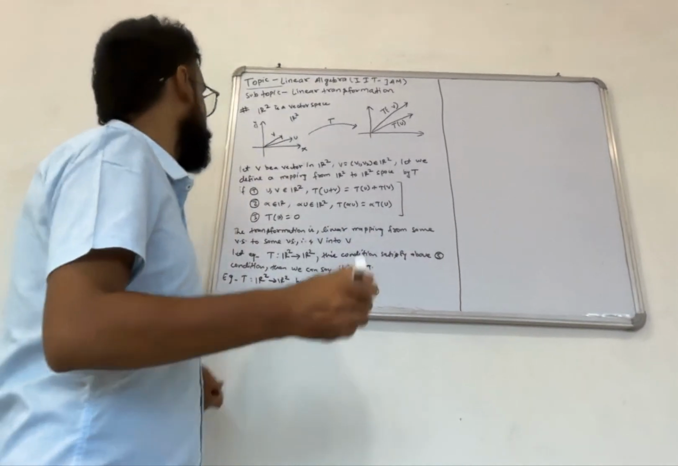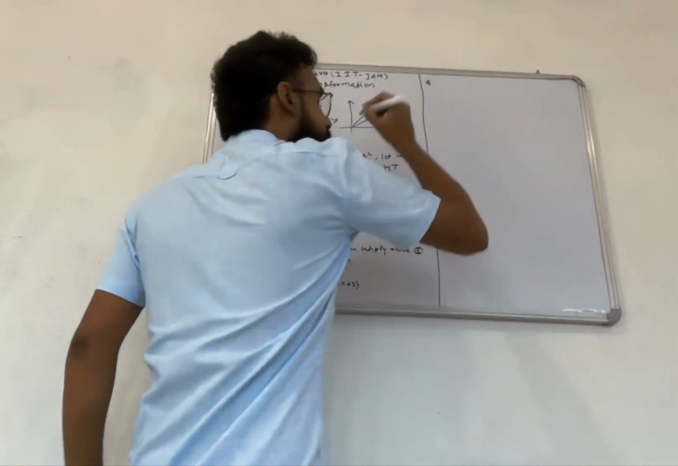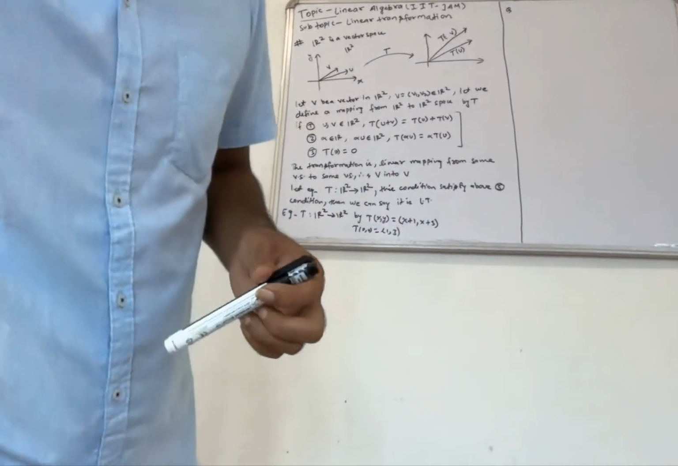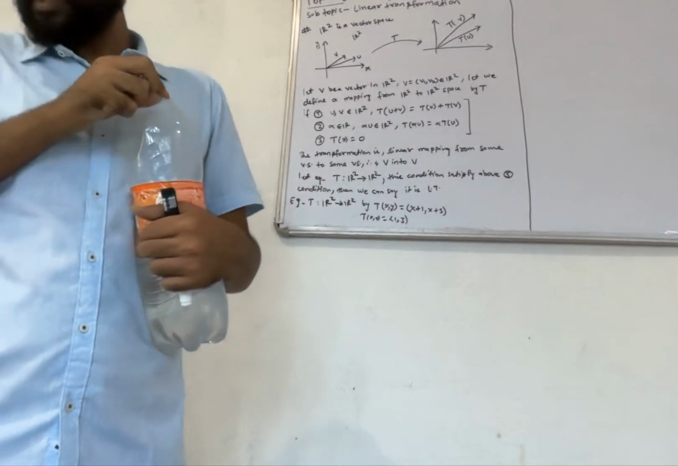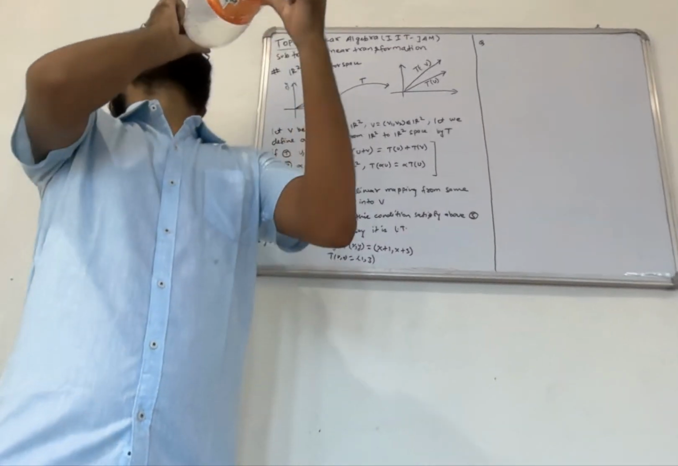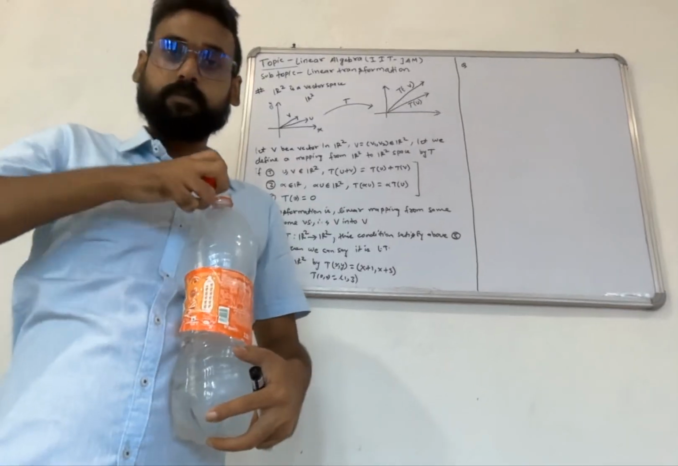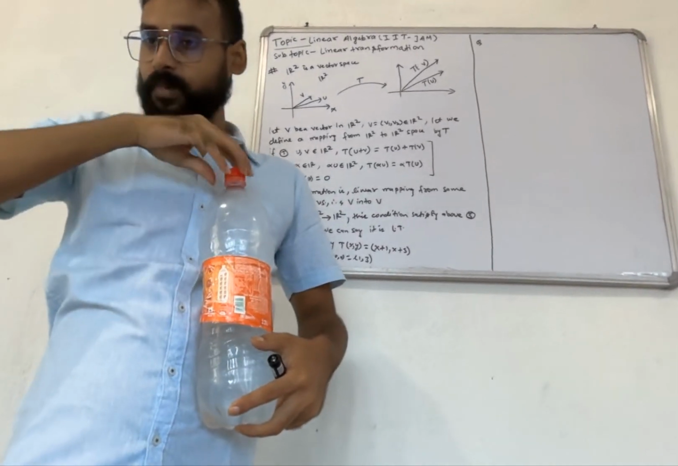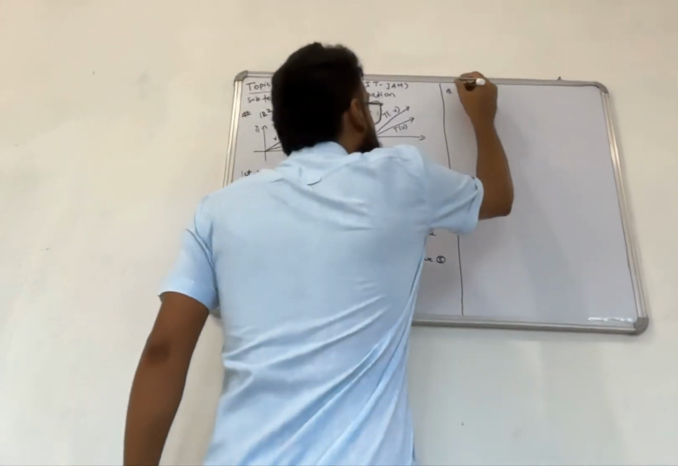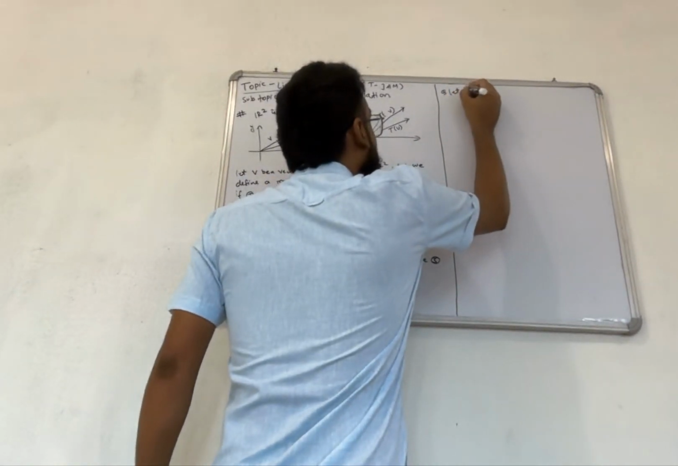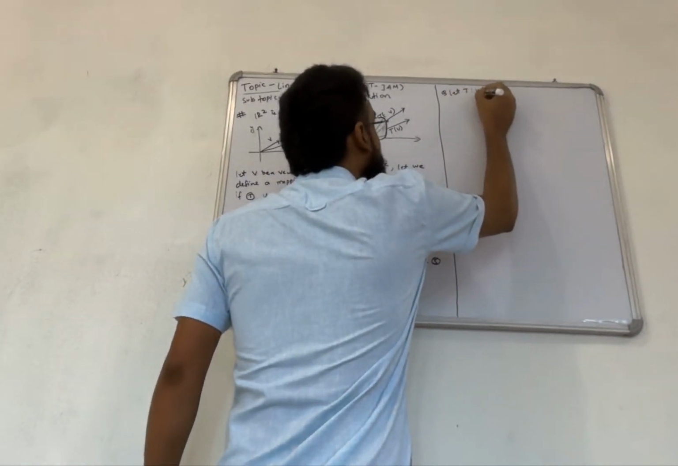So the first question is, let T from V to R.